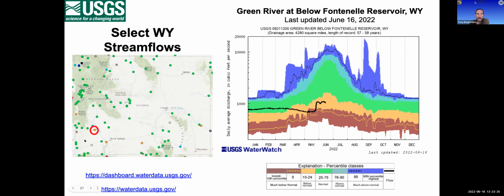Next, now we're seeing some of the issues in the southern part of the state again. This is the Green River just below Fontenelle Reservoir. We're down in the 10th to 24th percentile. Never really did see much. We saw that little bump up in the latter third or so of May, and it's hanging on from there, but not anywhere near the normal period on this one.